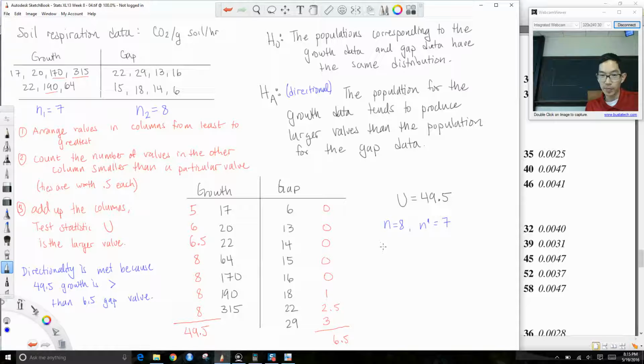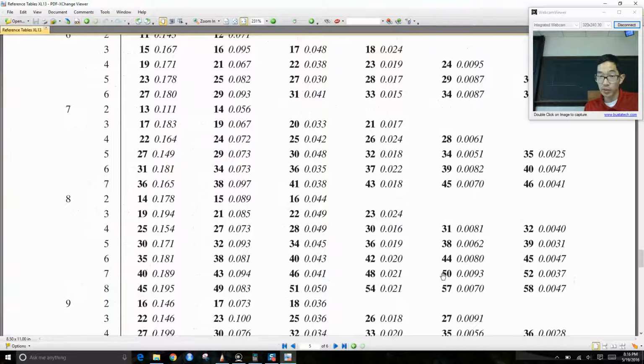So, what do I have? 49.5 is between 48 and 50. So our tail area is between 0.021 and 0.0093.